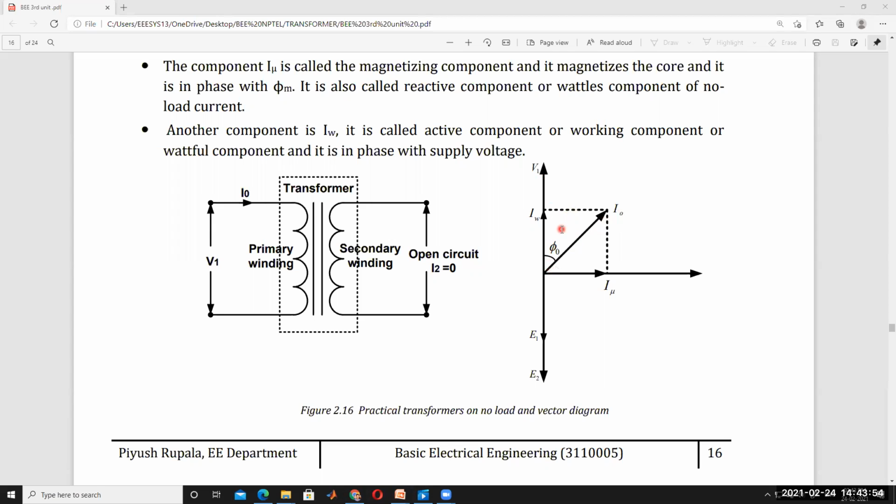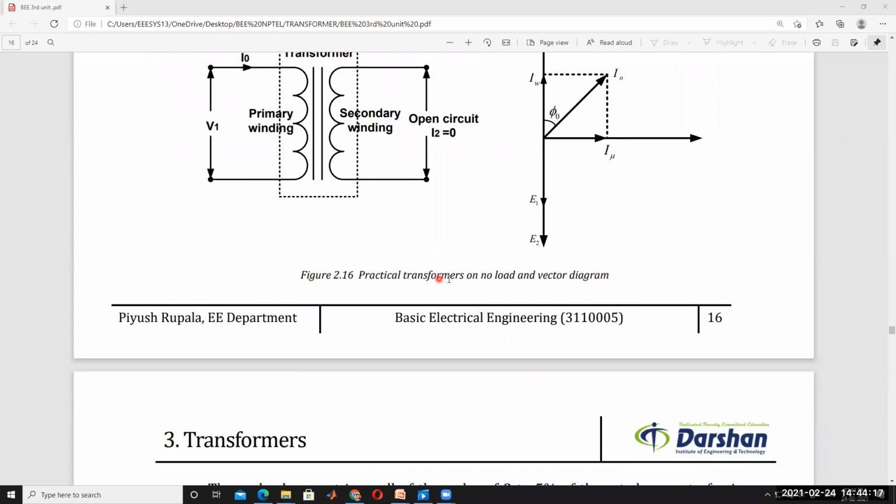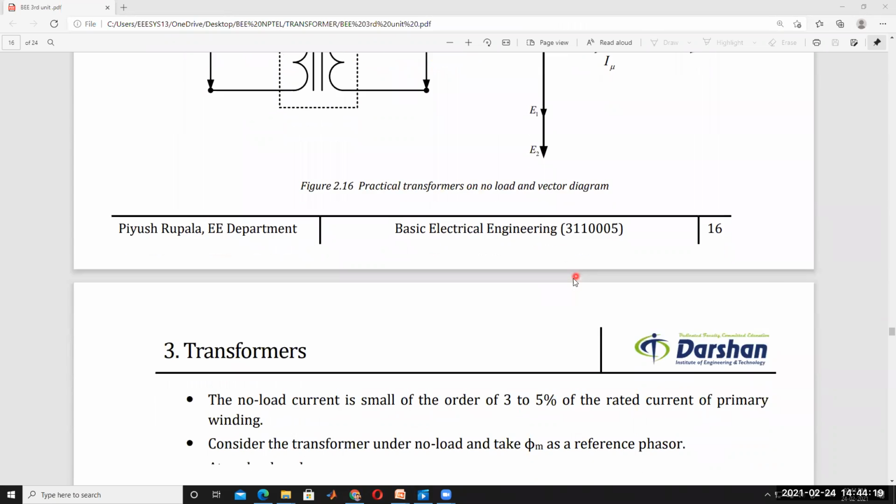When the angle increases, the power factor decreases. So lagging: the current lags the voltage by some angle, which is called the power factor angle. That's why the transformer is generally called an inductive load, and the current lags the voltage by some angle φ0. This is called a practical transformer under no load vector diagram.